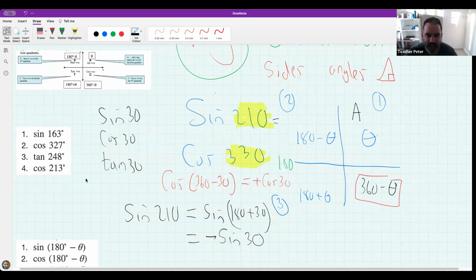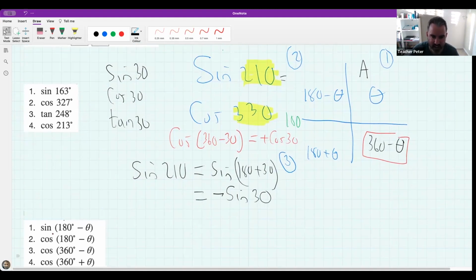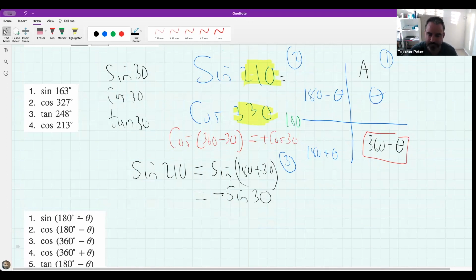Again, give me a score out of 10 with the reduction formula, how are you feeling? Where 10 is easy, where 0 is I have no clue. Let me know how you are doing on that reduction formula thing.